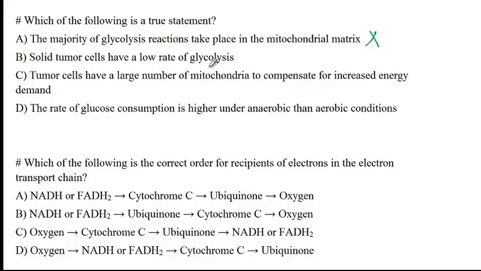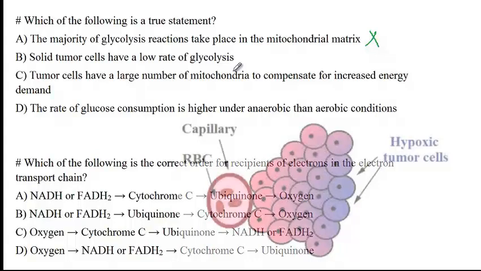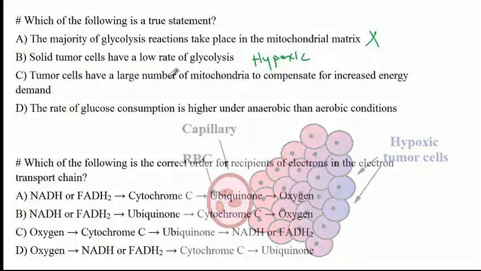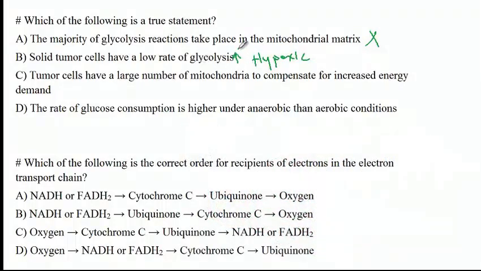Solid tumor cells have a low rate of glycolysis. So what happens with the tumor cells is that they lack an extensive capillary network required for feeding oxygen to the tumor, as a consequence of which tumor cells are mostly surviving under hypoxic conditions, and so therefore they have a high rate of glycolysis, not low rate, high rate. And then for the same reason, they don't need a large number of mitochondria. No, they just need a small number because they're going through glycolysis. Why do they need mitochondria when they don't have oxygen? So choice C and choice D are also incorrect.